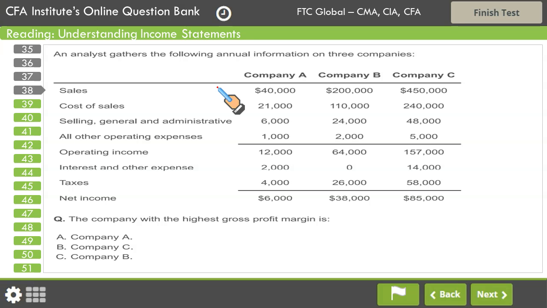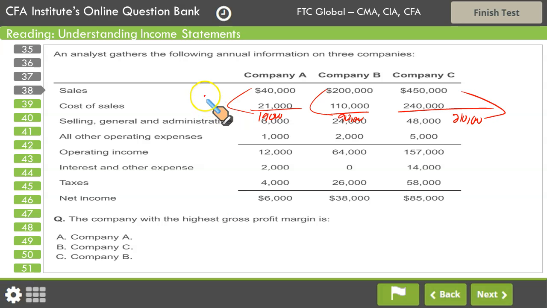Okay, now what about this firm? We have been given three companies ABC, and what are we required to do? The company with the highest gross profit margin, a very straightforward question. The gross margin here in absolute dollars is $19,000, $90,000, and here it's 450 less 240, I believe it's 210. Let us express these gross profits as percentage of revenue. So the first one is 19 by 40.